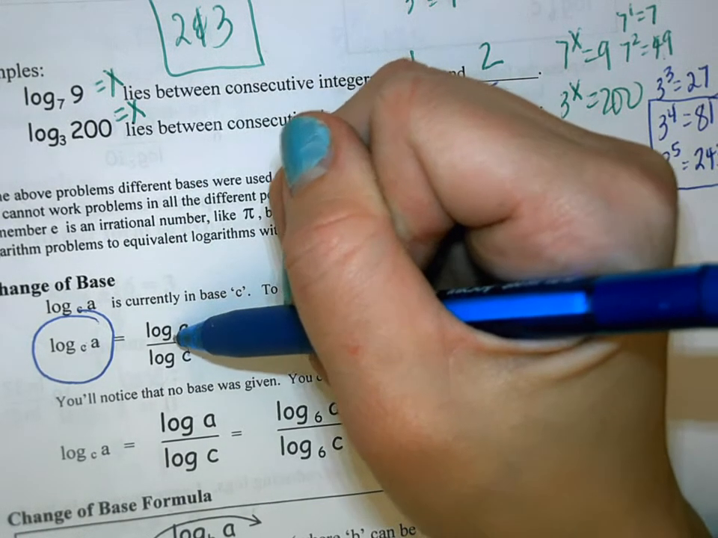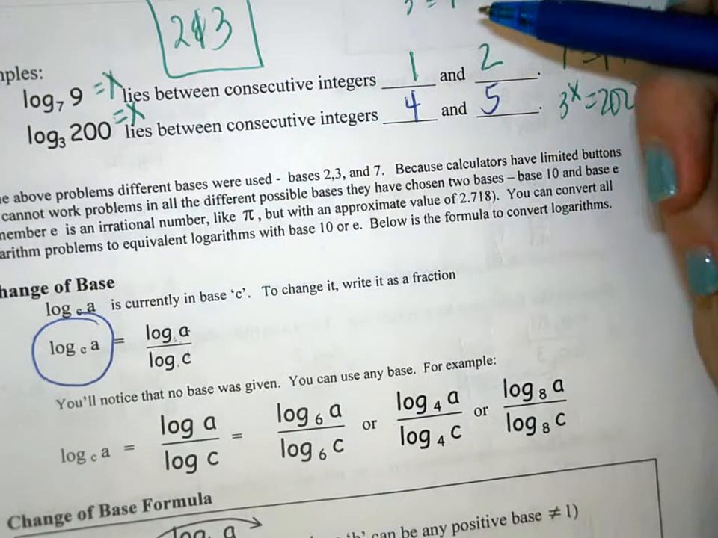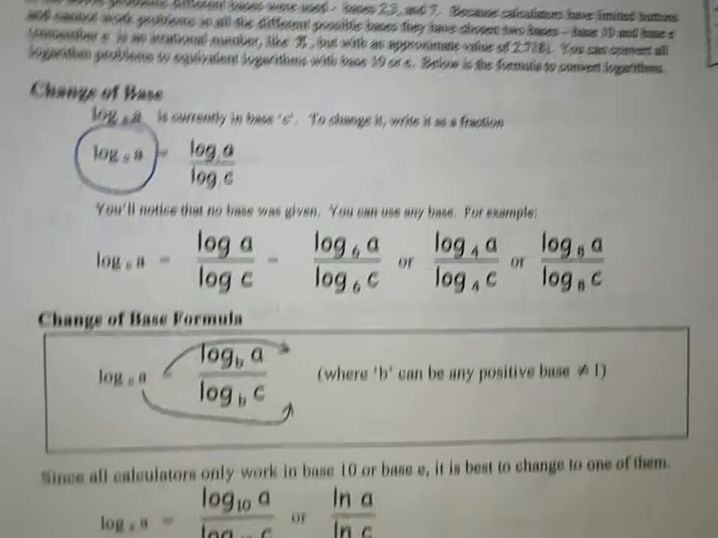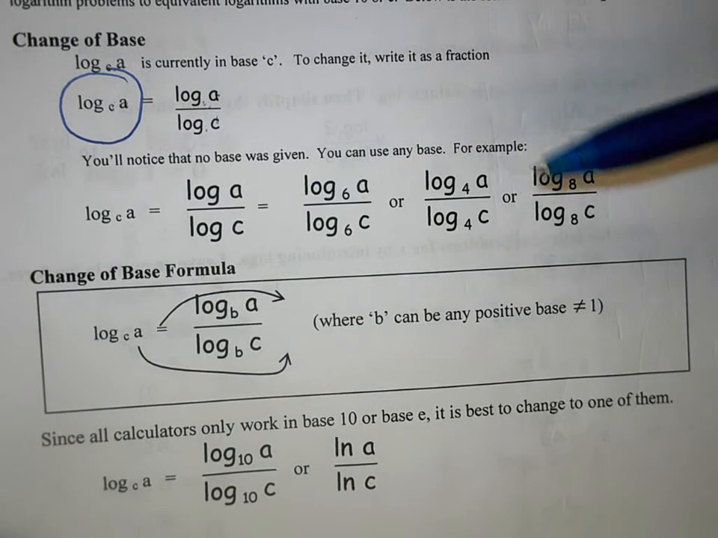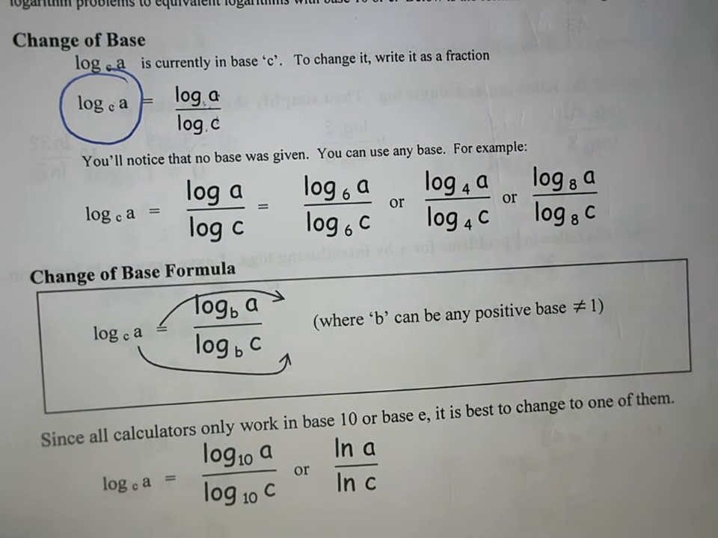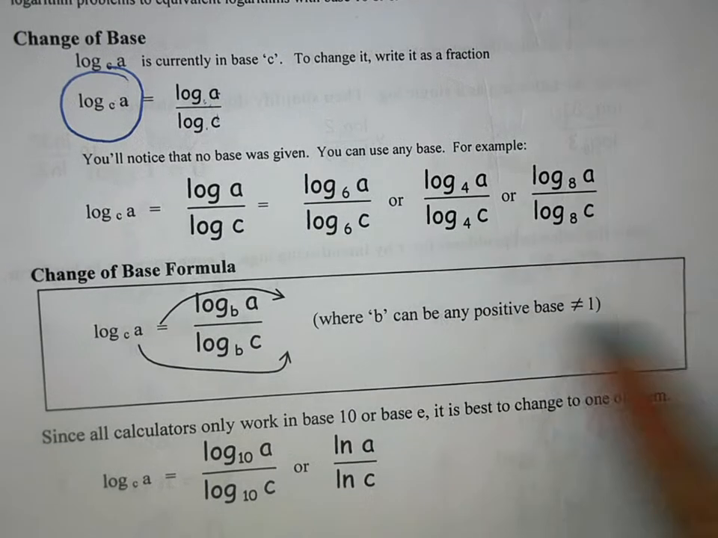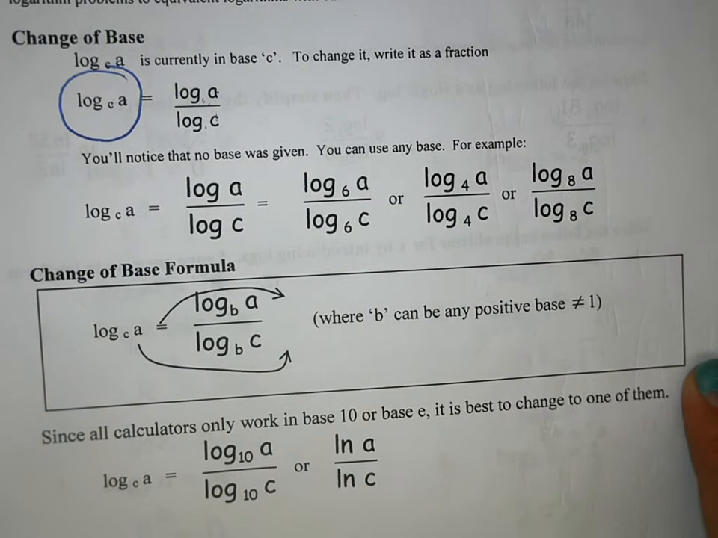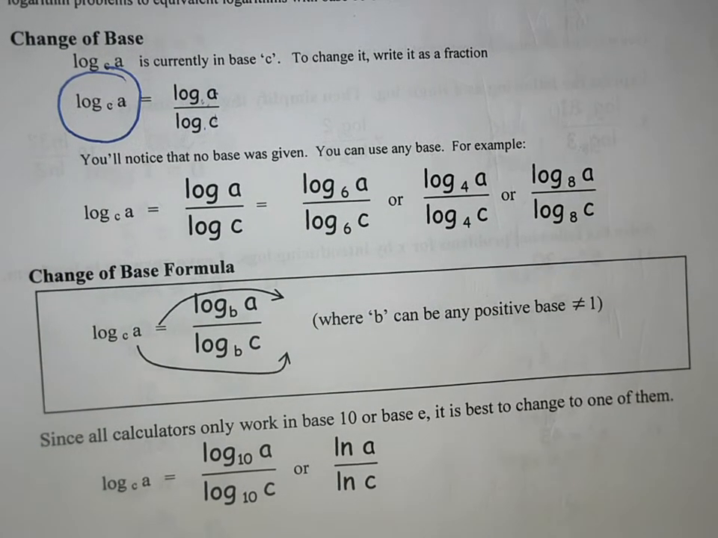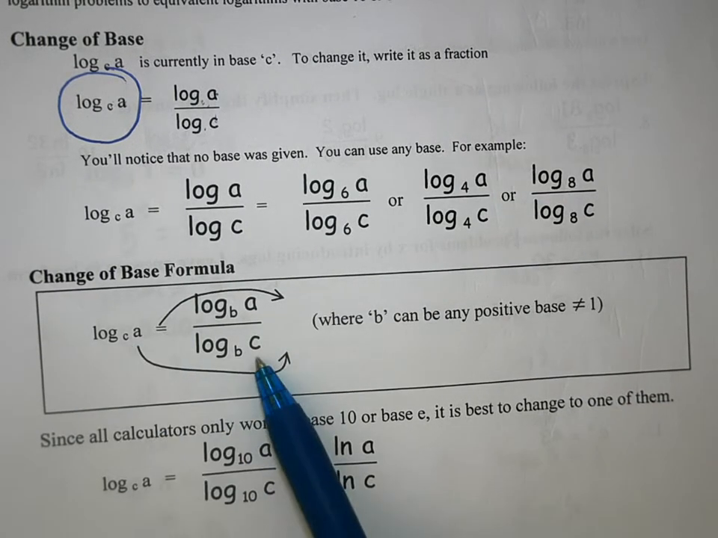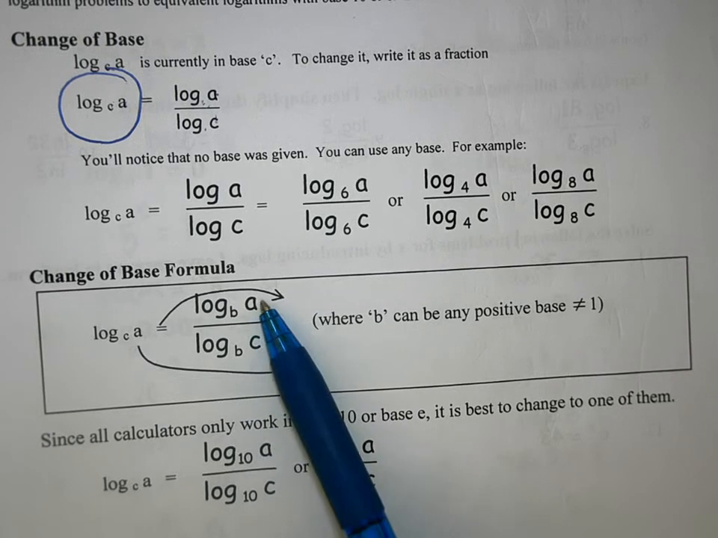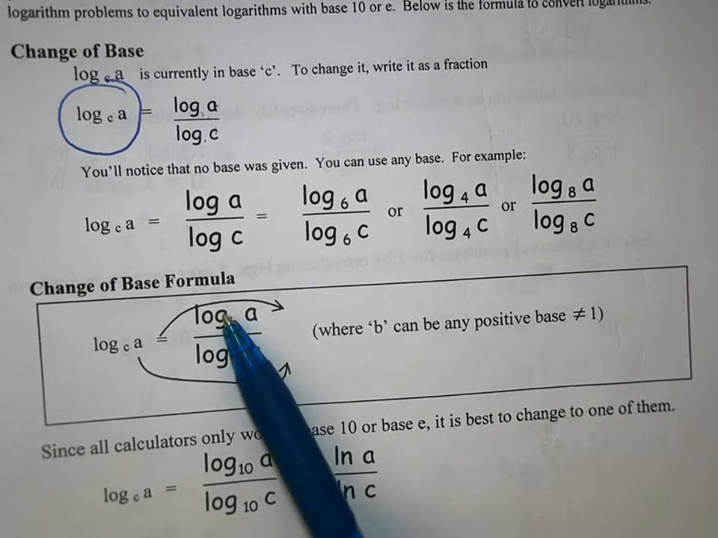And so now these are base 10 instead of base C. Or you could have given any base. We could have done base 6, base 4, base 8, whatever you want. Again, this is just the change of base formula. Sometimes you'll want to change your bases for whatever reason. Whatever your base is, that goes to the bottom. This number stays on the top, and you can change the B value to any value that you want.